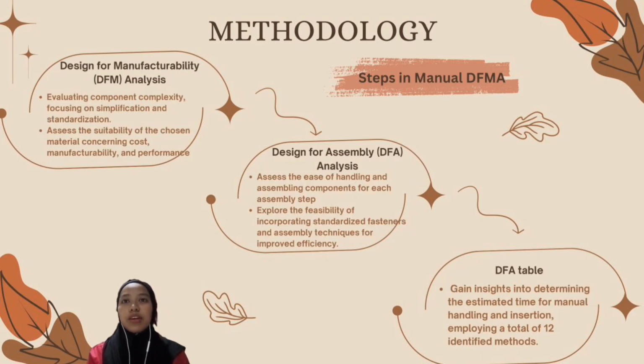The fourth step is design for manufacturability, DFM analysis, evaluating component complexity, focusing on simplification and standardization. Assess the suitability of the chosen material concerning cost, manufacturability, and performance. The fifth step is design for assembly, DFA analysis. Assess the ease of handling and assembly of components at each assembly step. Explore the flexibility of incorporating standardized fasteners and assembly techniques for improved efficiency.